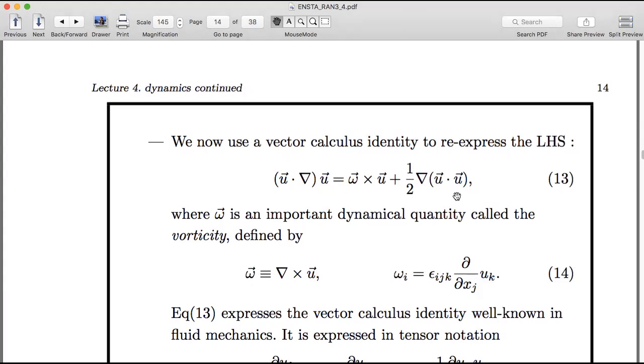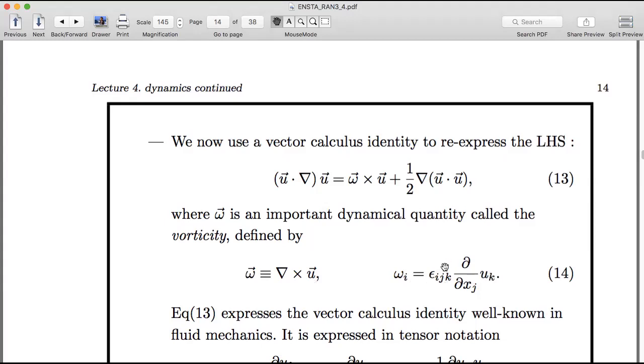And so I haven't told you what omega is. Omega is actually an important dynamical quantity in fluid mechanics, so it's worth giving it a name. It's called the vorticity. Here's how you calculate it from the velocity field. You take the curl of the velocity field.